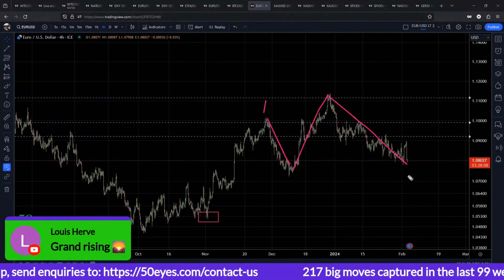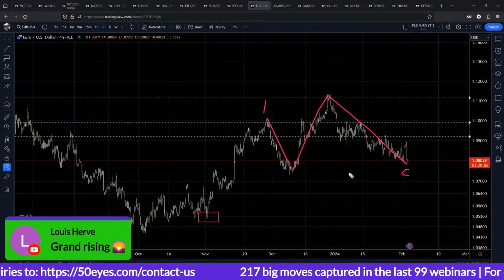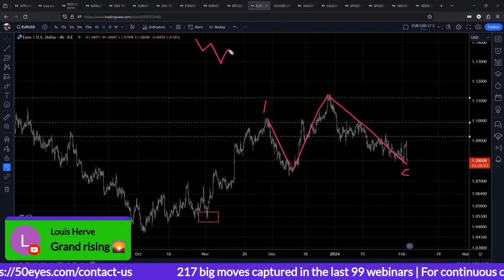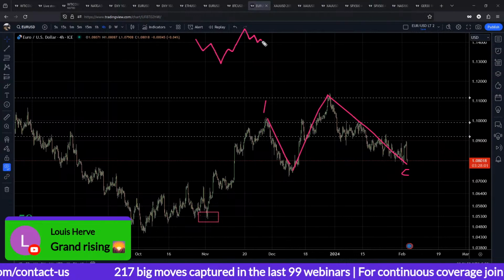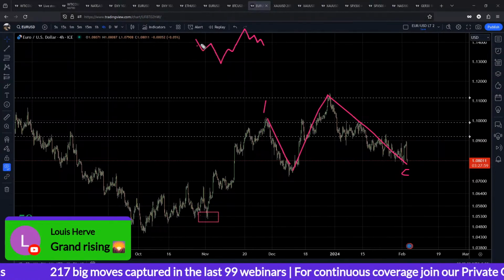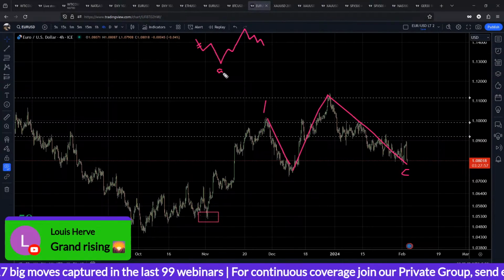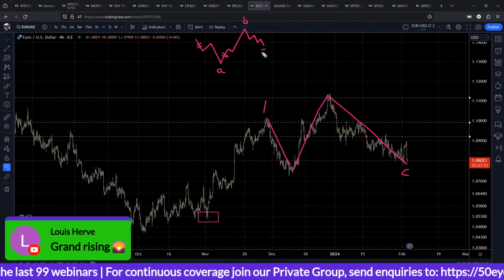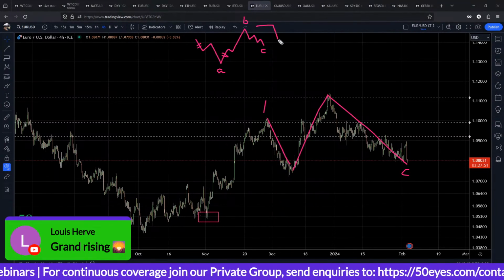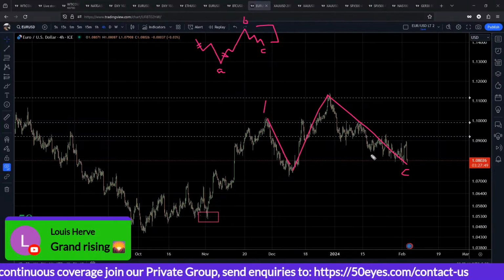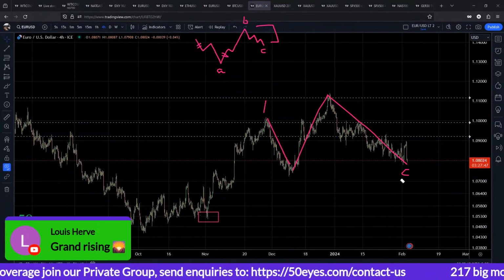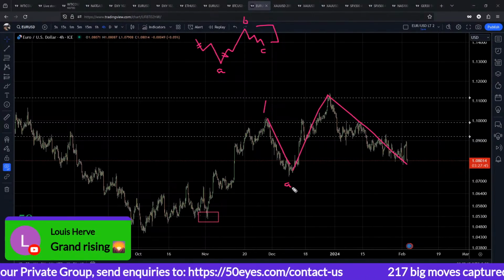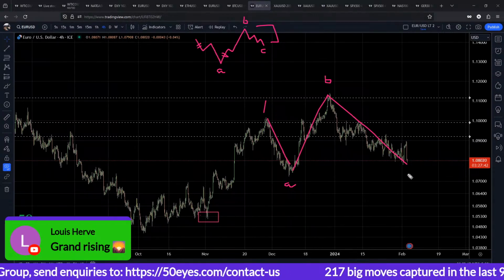A flat correction is an ABC flat correction in this context, which looks like this, roughly speaking. First leg down in 3 waves is called an A. Next leg up in 3 waves is called a B, and then the next leg down in 5 is called a C. This C wave can be a diagonal, it can be an impulse. In this case, it looks like a diagonal, right? So that's the reasoning for taking these long trades and considering the diagonal structure, etc.